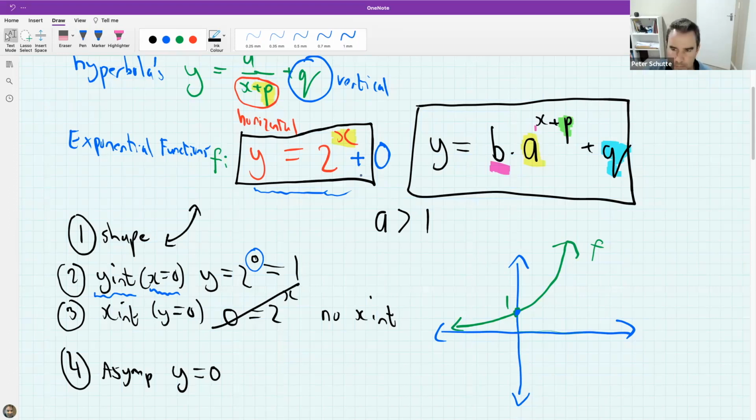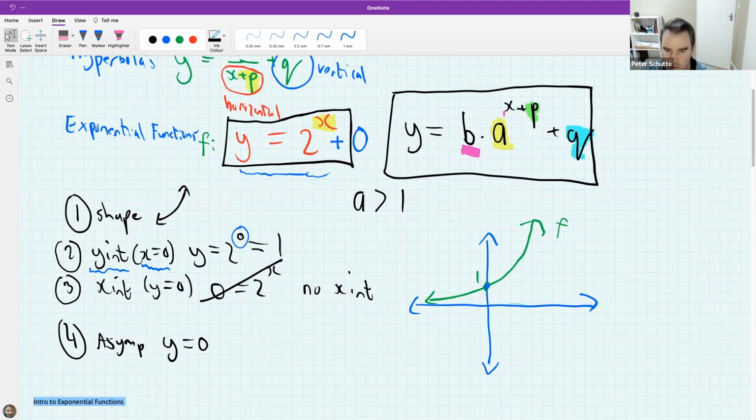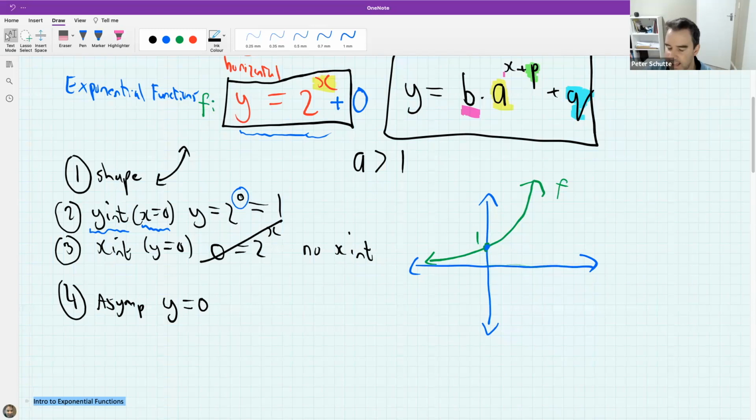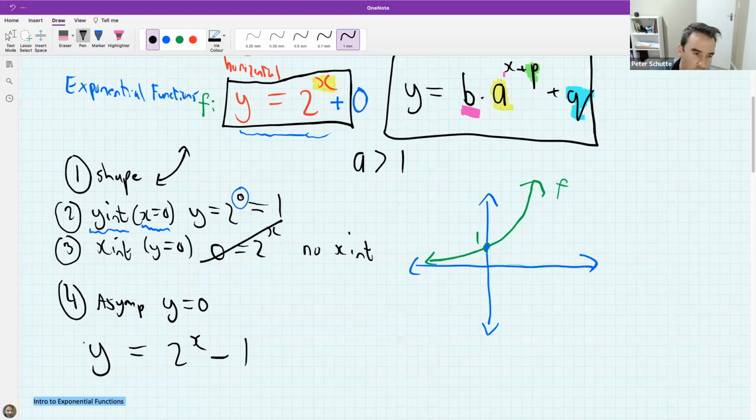So I'm going to pause you on that question now, because I think it will make a lot more sense when we do the second example. My next example is the following: I want you to draw for me the exponential function y equals 2 to the power of x minus 1.